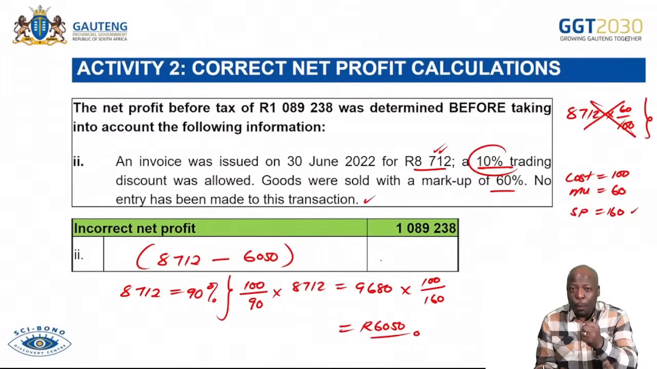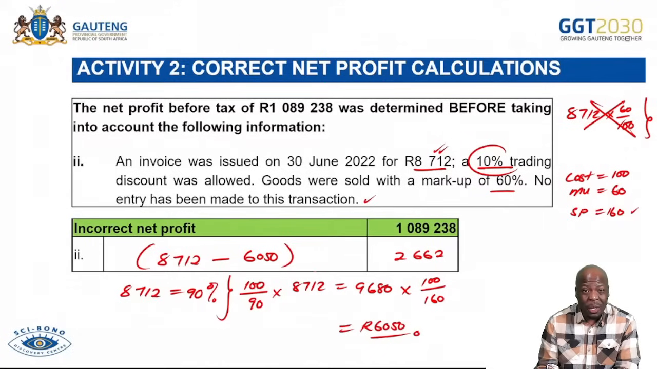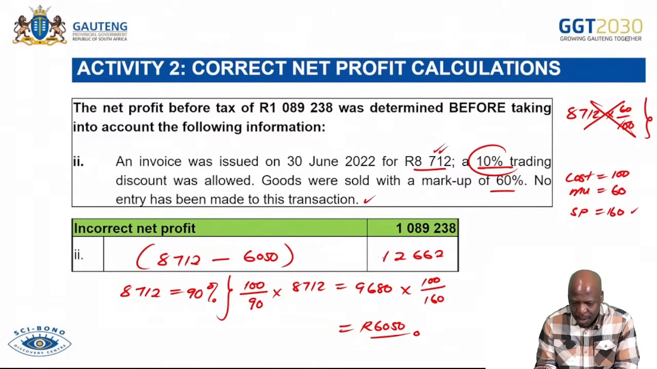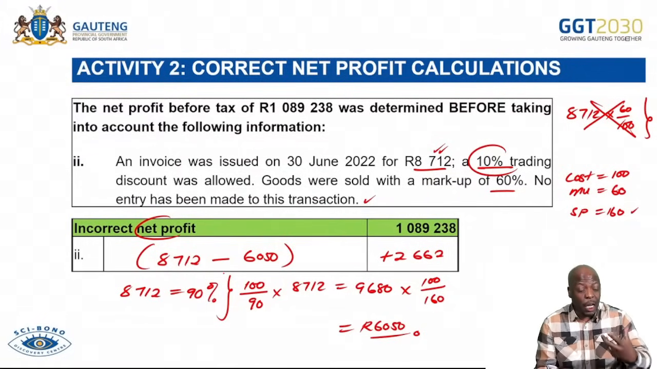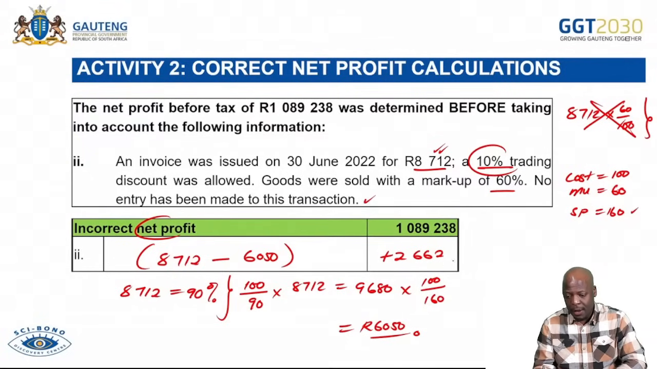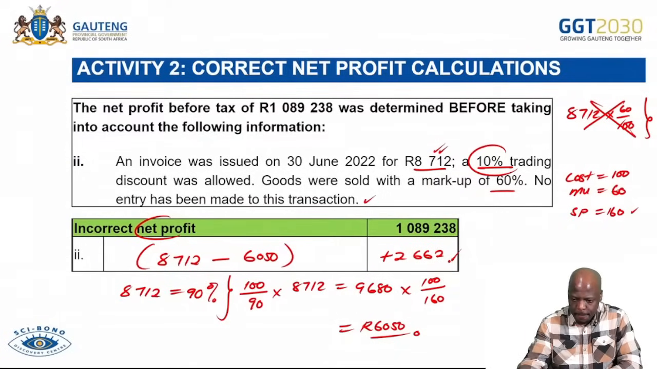Therefore, the actual profit that I'm making is 2,662. What did I call this? The profit. So I'm going to add it to my incorrect net profit because there is profit on an invoice that was not recorded. So I have to come and record it over here. Let's go on.